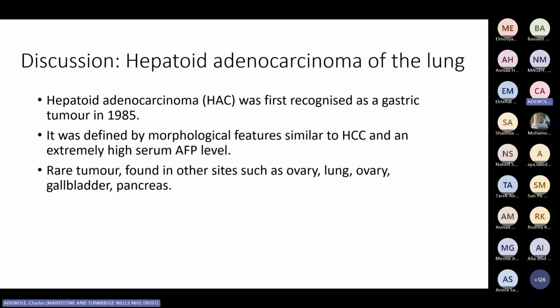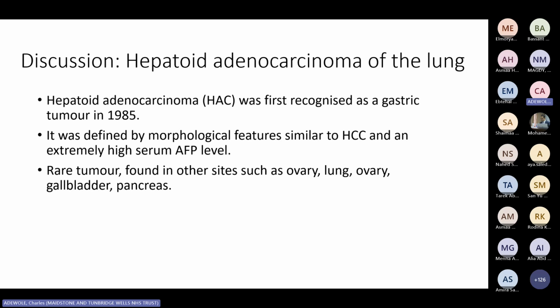Just as the name says, hepatoid adenocarcinoma simply means it's an adenocarcinoma which is liver-like, but found in the lung. However, it was first recognized as a gastric tumor in 1985. And one of the reasons why this case was difficult to diagnose for us was because it's very rare. And as I speak to you, it's currently still not present in the WHO tumor classification of books.